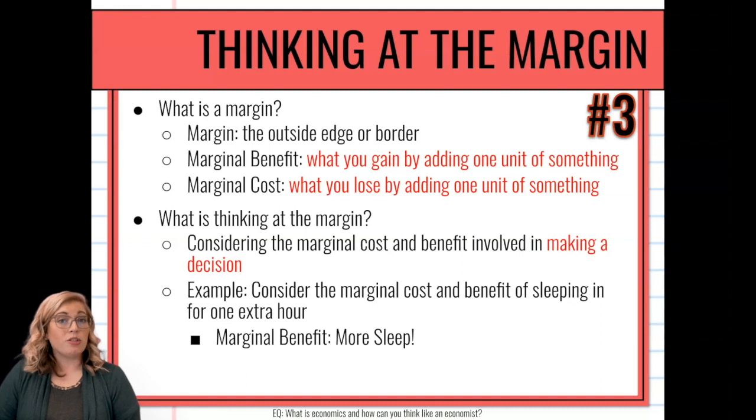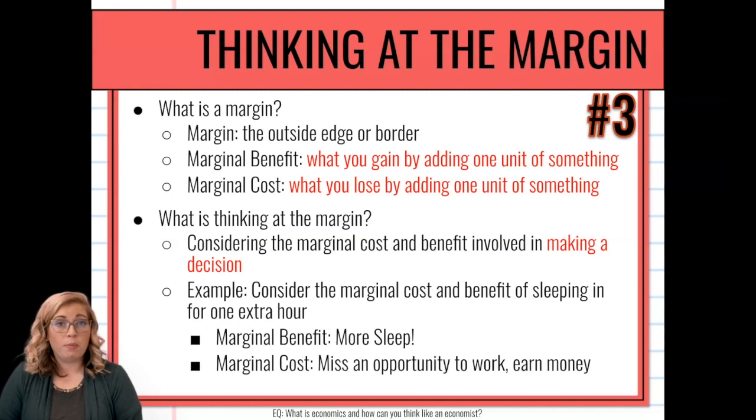Think about all those things you gave up. This is just one example, there's a whole ton of them. You missed an opportunity to work. Possibly you could have gone in and got an extra shift, which means you could have made more money. So that's your marginal cost. You want to think about that when you consider a decision.